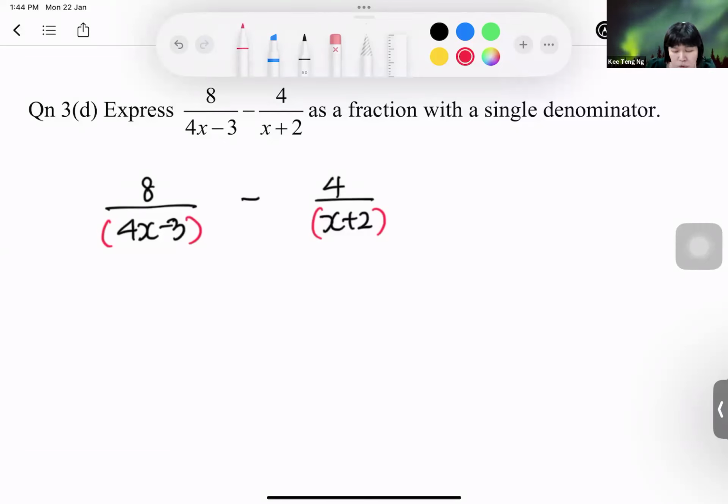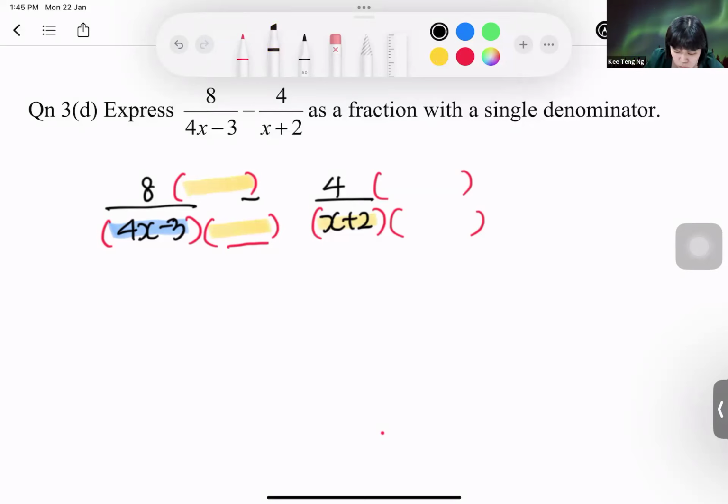So what do we need to do? First step, we must make the denominators the same. I will have to multiply something here. What do I need to multiply here? I need to multiply by the other denominator, right? So this is 4 over x minus 3, the other one is x plus 2. So I multiply by x plus 2. And what about the other fraction? I have the x plus 2, so I need to multiply by 4x minus 3.